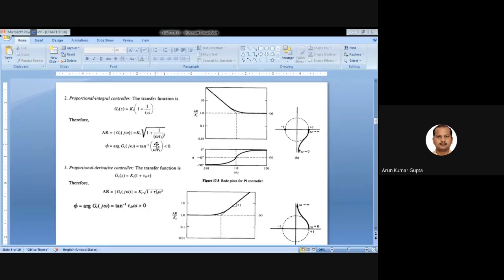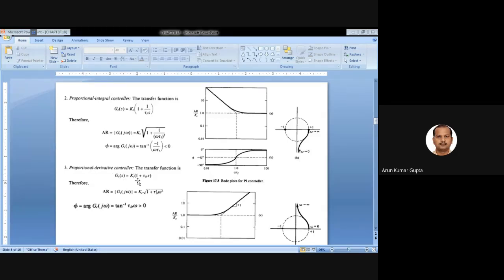Similarly, if you talk about the phase angle, when omega equals 0, this is minus infinite, which means minus 90, and when omega is infinite, this is 0. So it will move from minus 90 to 0. This plot I will discuss later.